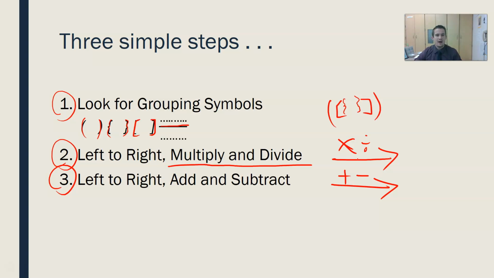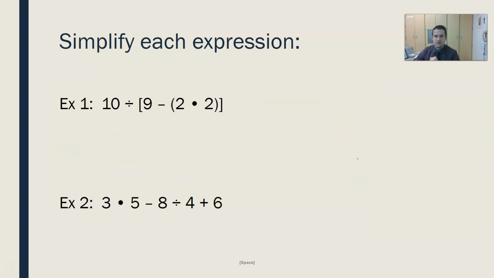So let's go ahead and look at a couple examples and simplify those expressions using these rules. These are in your guided notes. You can follow along if you have those. If you don't have those, I recommend downloading them. So in example number 1, it says 10 divided by 9 minus 2 times 2 in parentheses, bracket, and so on.